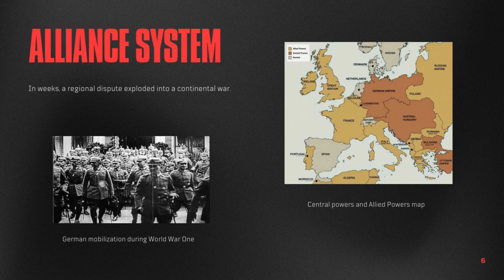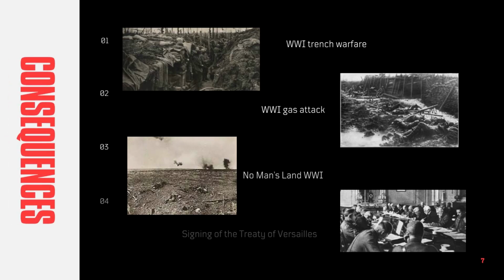Second, the system of alliances. Austria-Hungary, backed by its powerful ally Germany, delivered a harsh ultimatum to Serbia, which was supported by Russia. When Austria declared war on Serbia, the alliance system clicked into gear. Russia mobilized for war, so Germany declared war on Russia. Then, to attack France, Russia's ally, Germany invaded neutral Belgium, which brought Britain into the conflict. In weeks, a regional dispute exploded into a continental war.